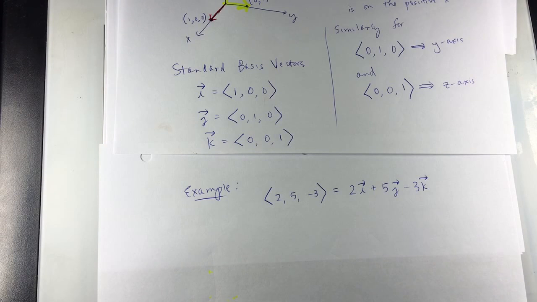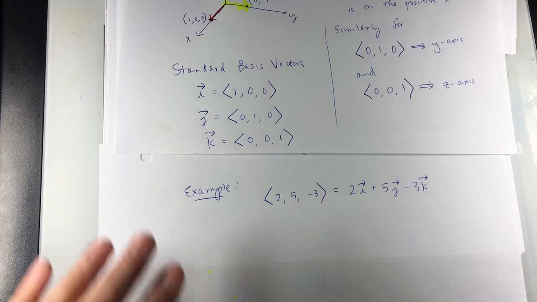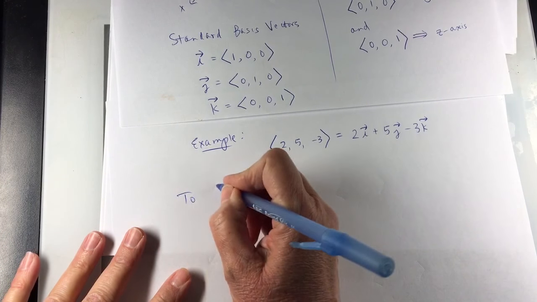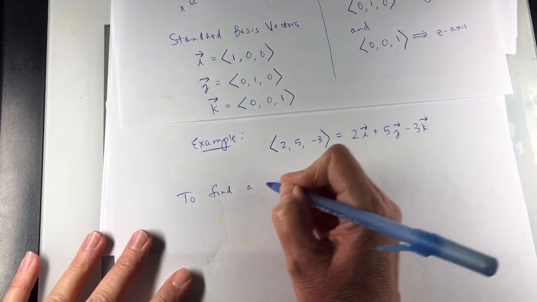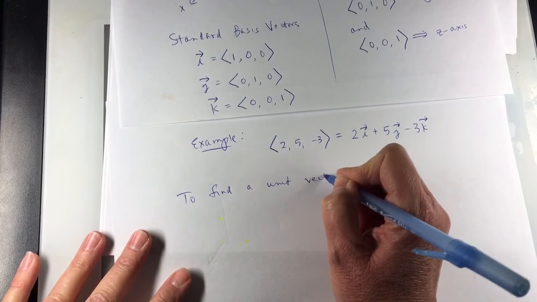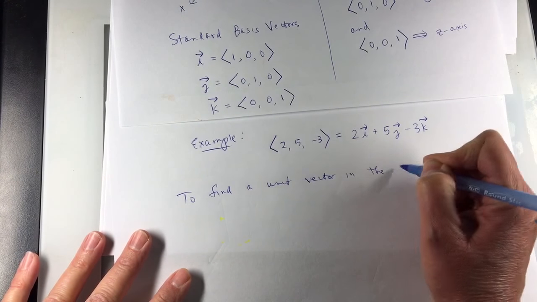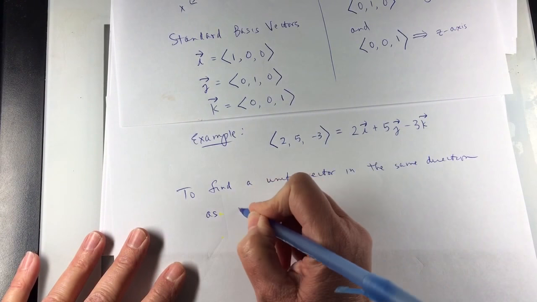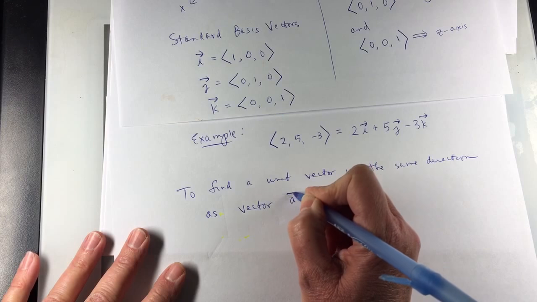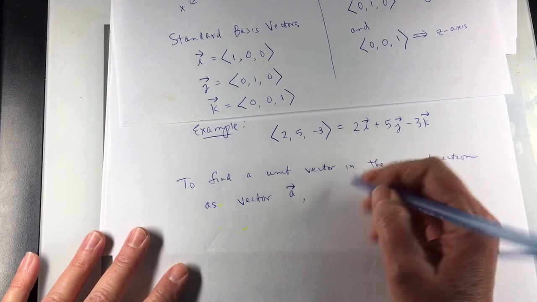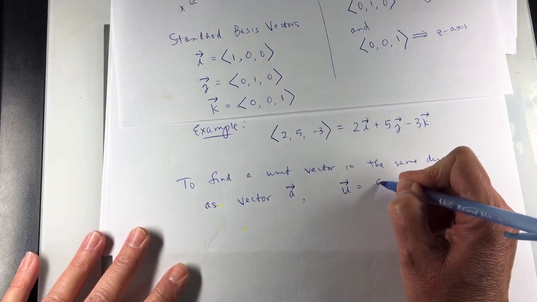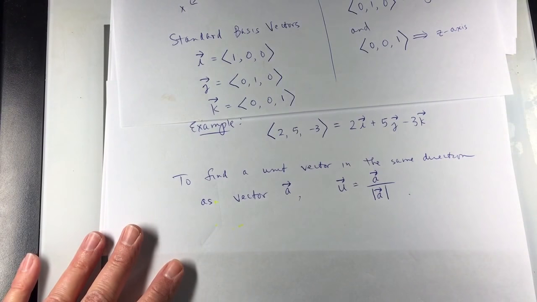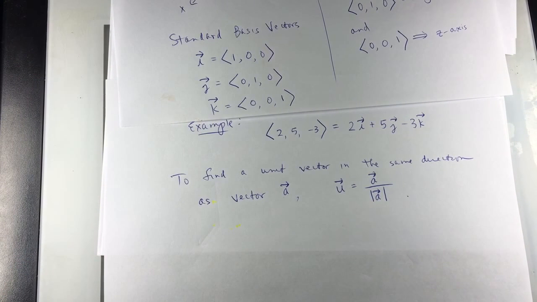So there's one more thing in this section, and it's about a unit vector in the same direction of A. So let's throw this in here real quick. To find a unit vector in the same direction as a vector A, here's what we do. We'll call it U for unit vector. It's vector A divided by the magnitude of vector A. And I'll work an example like that for you tomorrow.